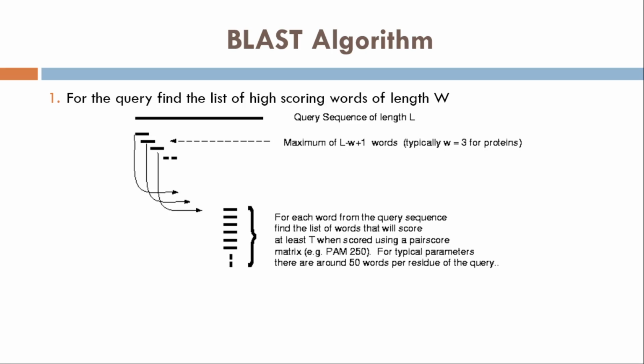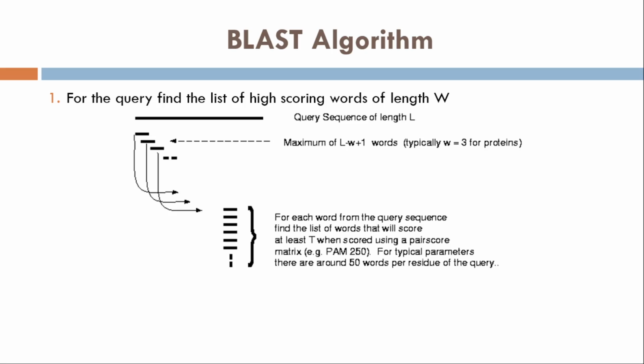So for each word from the query sequence, find the list of words that score at least some threshold. If not an exact match, if a similar amino acid is matching, it is going to report it. In a Word file or PDF, Control F gives you the exact result. If an exact match is there, it will highlight; otherwise, it will simply say not found. But here, if it is not an exact match, if there are similar amino acids, it is still going to report it. That is known as seeding.